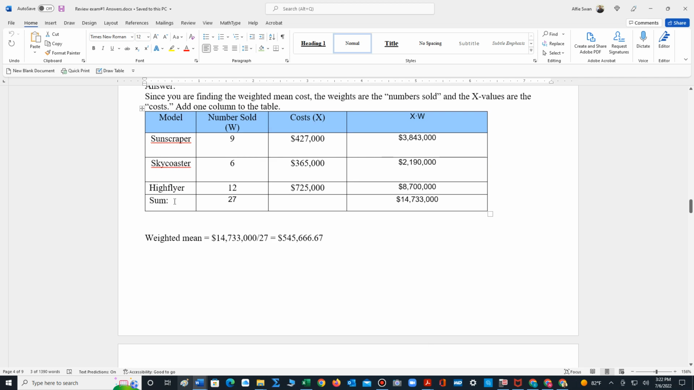We then find the sum of the weights, 27. The sum of the products, 14,733,000. Divide the sum of the products by the sum of the weights, and that's going to give us $545,666.67. That's going to be the weighted mean price.